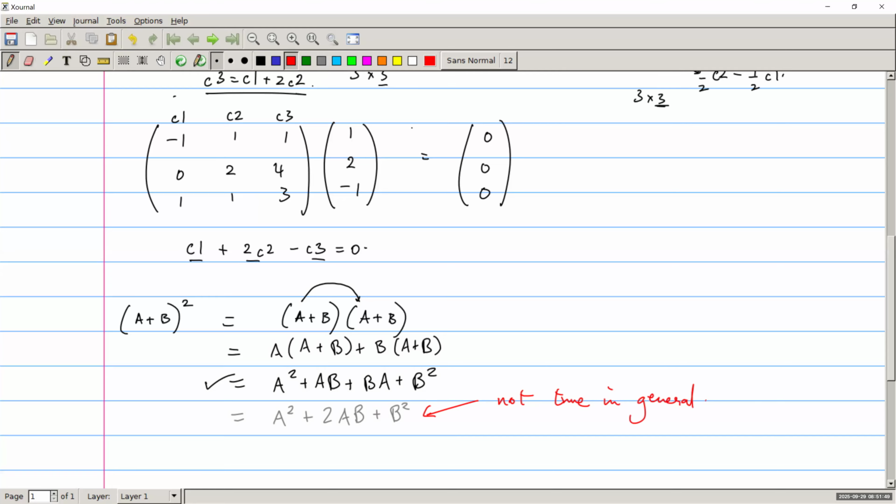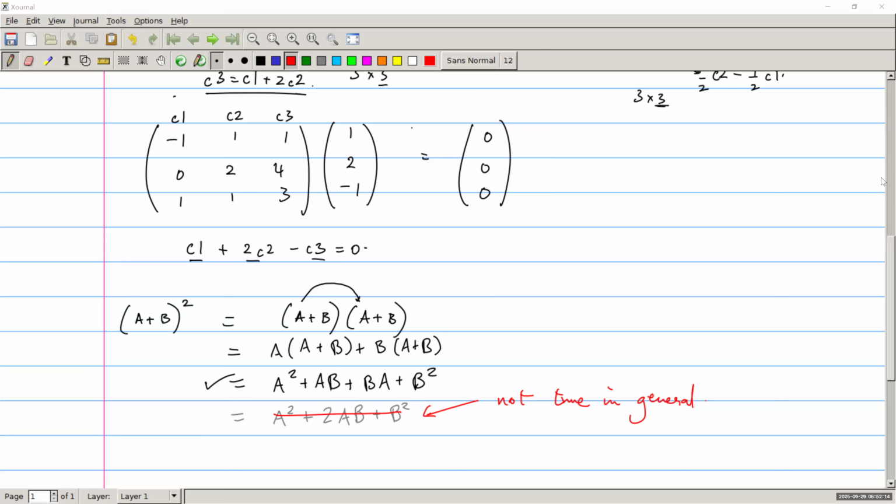Okay, so the last step is not true in general. So this won't be true. In general, (A + B) squared is A squared plus AB plus BA plus B squared. And that is how far you can go in general with matrix multiplication. So it is not equal to the last one. The last step is not generally true.